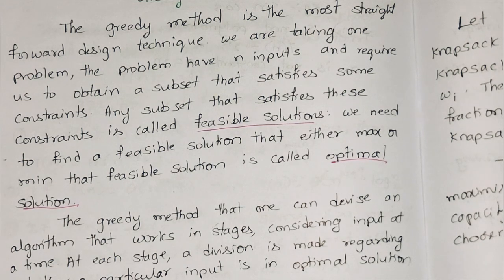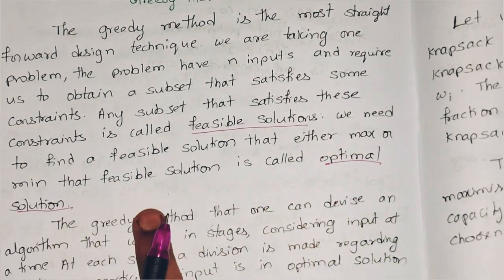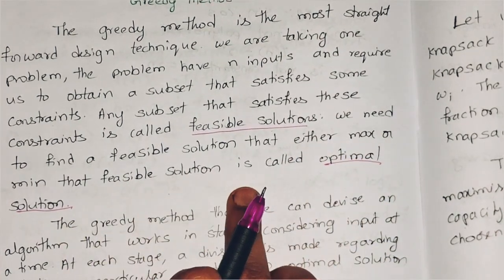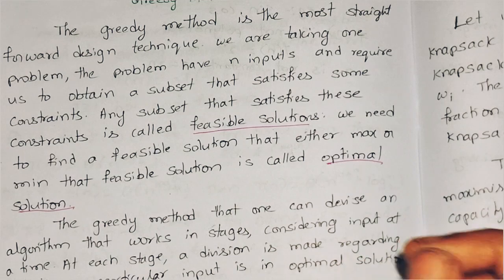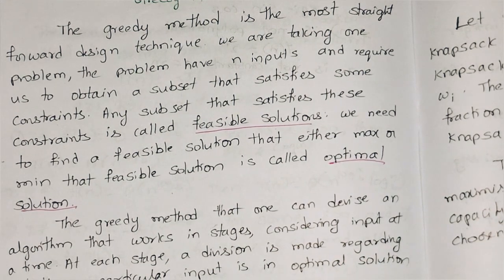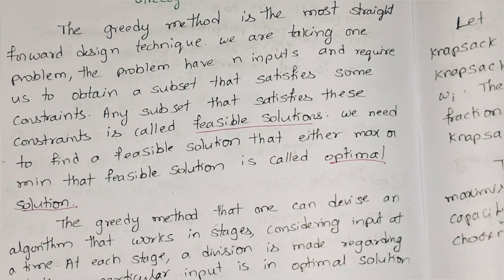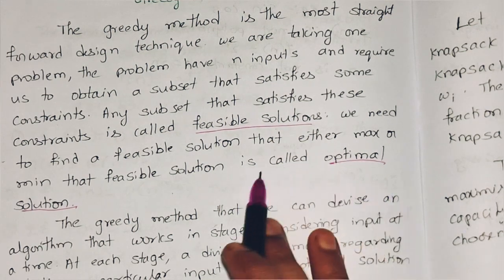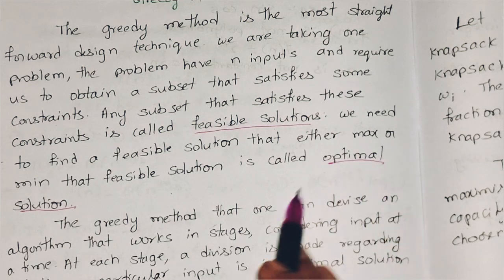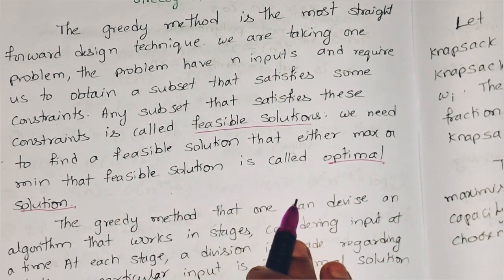So how are we finding the optimal solution? By maximizing or minimizing the feasible solution. Here I am selecting one type of transportation mode to travel from one city to another, the one which costs less. That is the optimal solution: finding the best solution from the available feasible solutions.